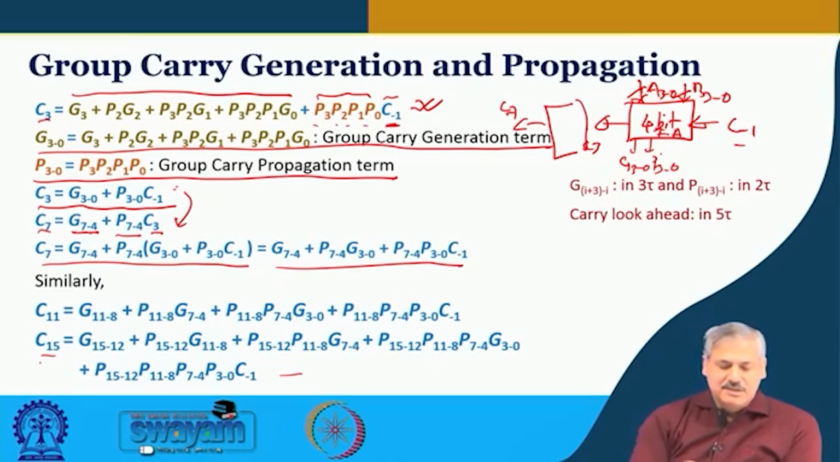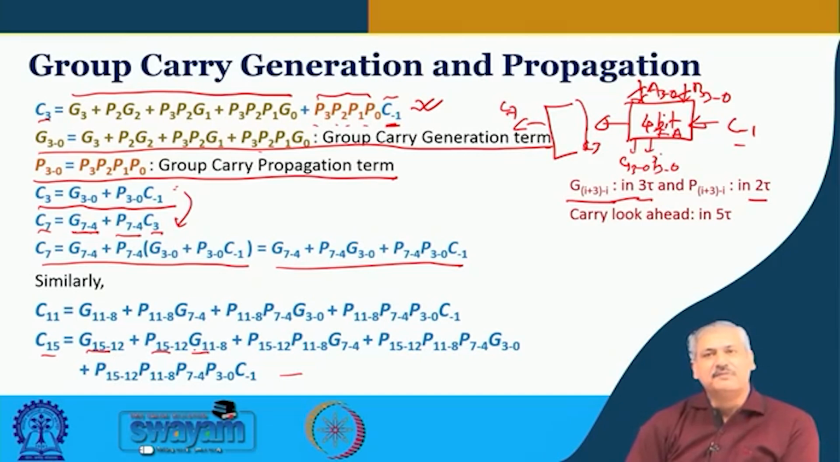So, this G3-0 will require 3 tau. Why? Each of these Gi's and Pi's requires 1 tau. This product term is another tau and the final ORing is another tau. So each of these group carry generation terms will require 3 tau and the group carry propagation term will require 2 tau.